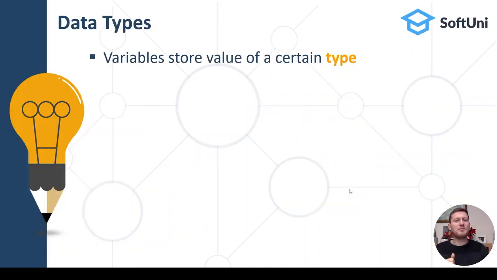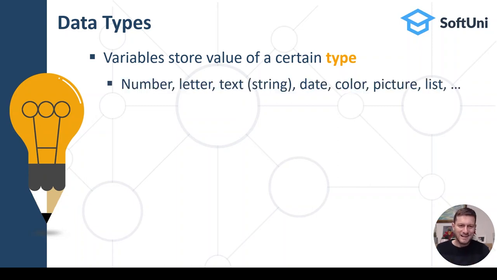So data types are related to what kind of data we store in a variable. Variables always store values of certain types. Variables in Java have a type and values also have a type. So we can assign to a variable of a certain type a value of the same type or a compatible type. For example, in a variable of type double, we can assign either double or int, but we cannot assign string.